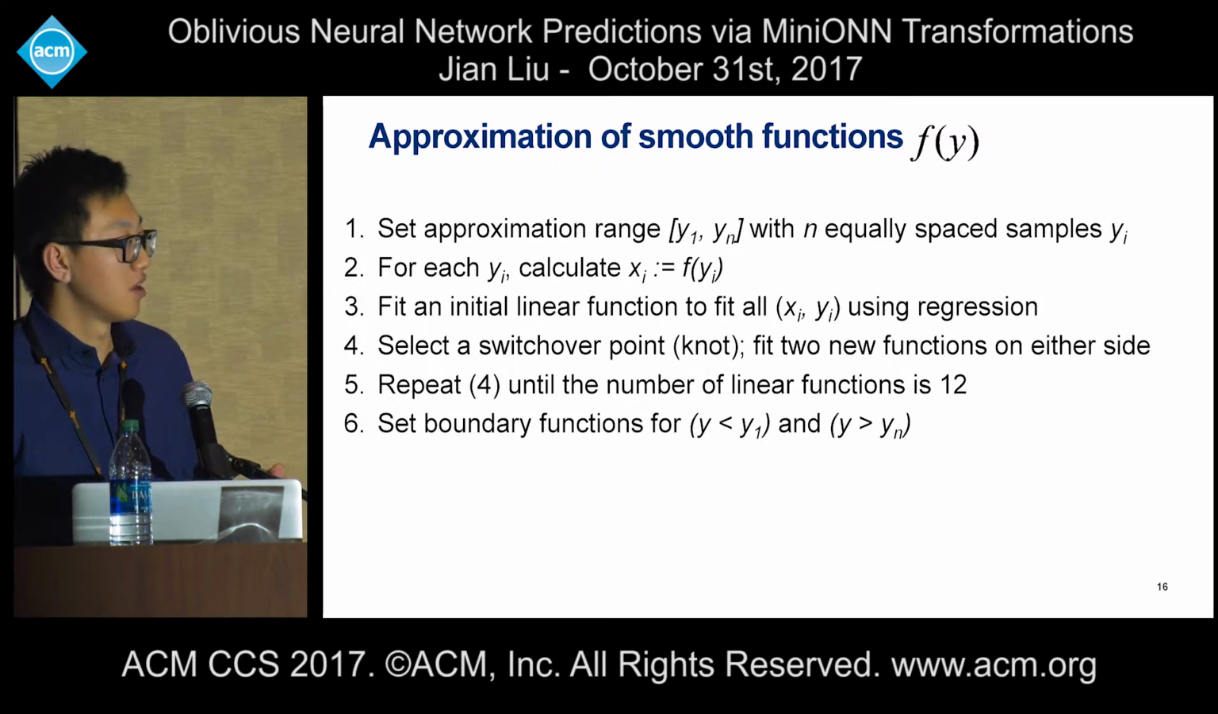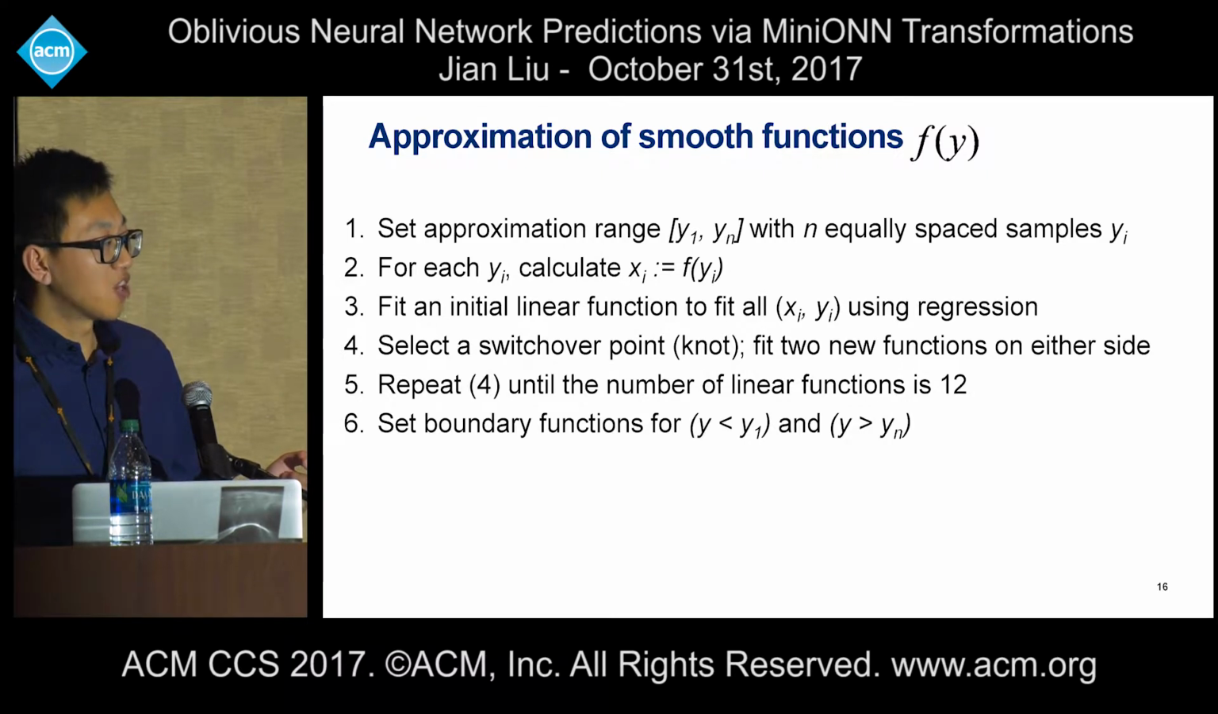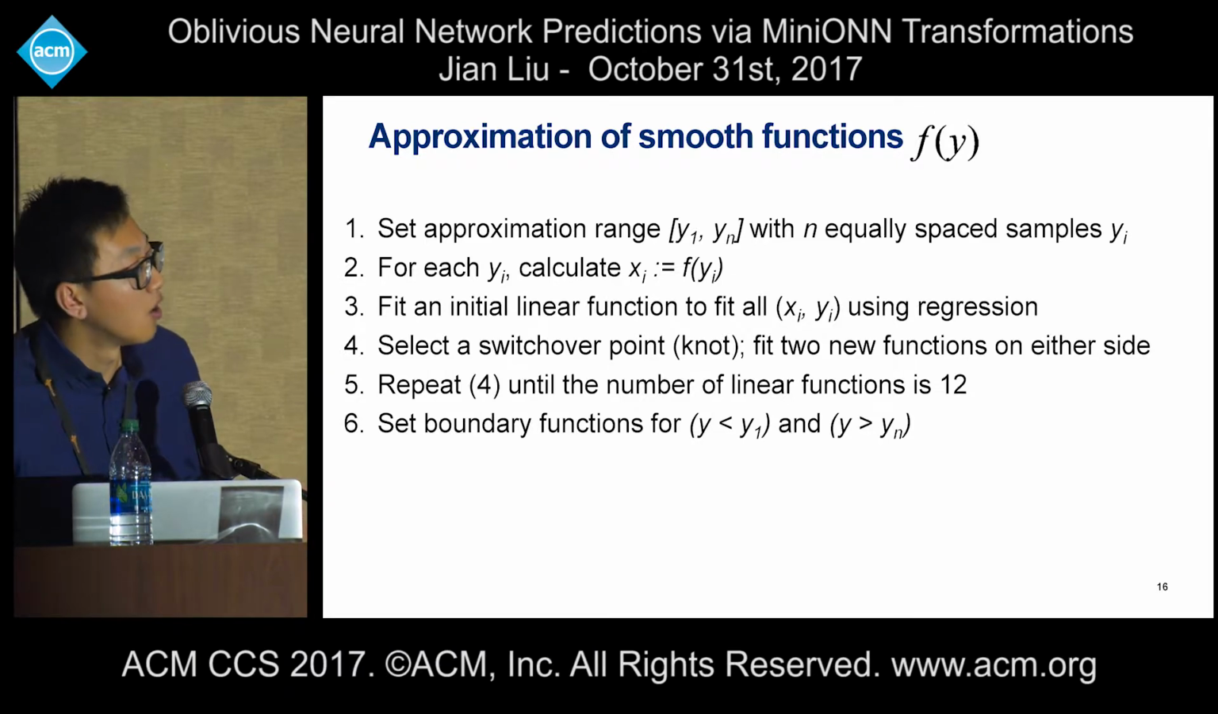Then we repeat the fourth step until the number of linear functions is 12. Remember, the last slide showed that 14 is enough. And then we set boundary functions for y smaller than y1 and y larger than yn.